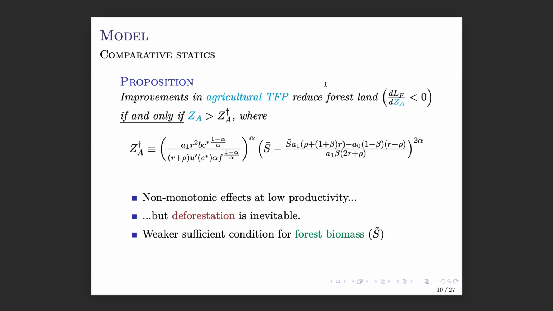this. So basically, when agricultural technology is sufficiently high, forest biomass necessarily declines as productivity continues to improve.